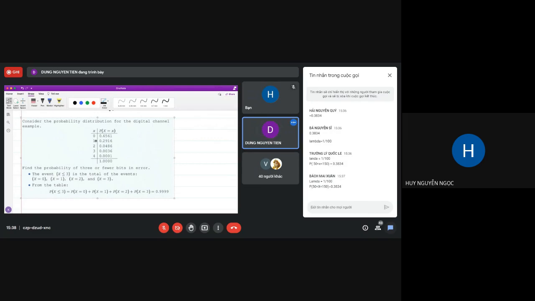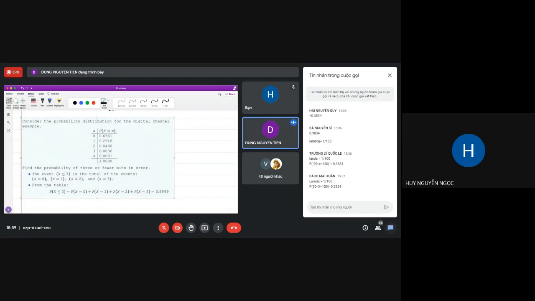And X could be 0, 1, 2, 3, 4, with the probability 0.65 and so on. And then you can find the probability of 3 or fewer bits in error. So you come up with the probability that X is less than or equal to 3, which is the probability that X equals 0, plus the probability that X equals 1, plus the probability that X equals 2, plus X equals 3. You sum all the numbers here to get 0.9999.